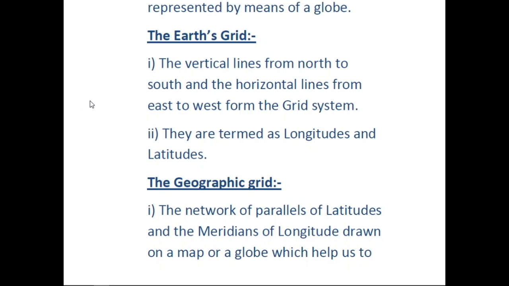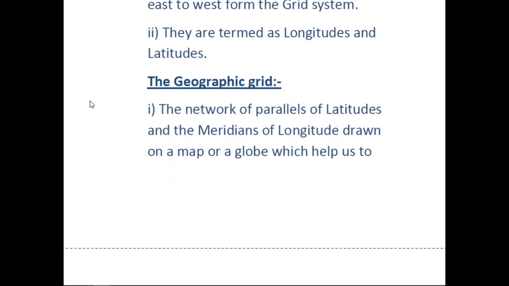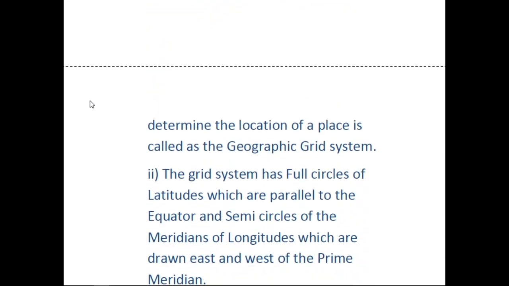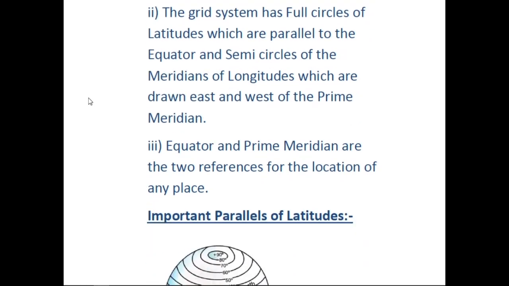But what about the geographic grid? The network of parallels of latitudes and the meridians of longitude drawn on a map or a globe, which help us to determine or to locate any place, is called the geographic grid system. The grid system has full circles of latitudes which are parallel to the equator and semicircles of the meridians of longitudes which are drawn east and west of the prime meridian.